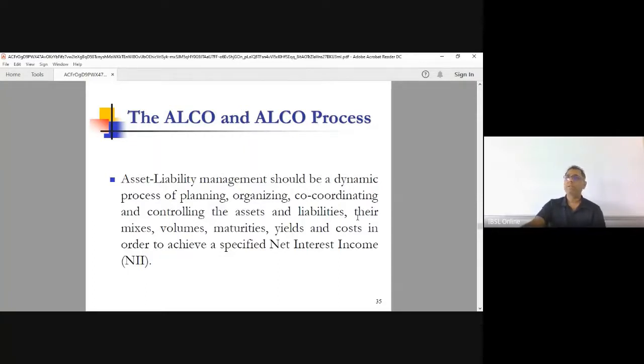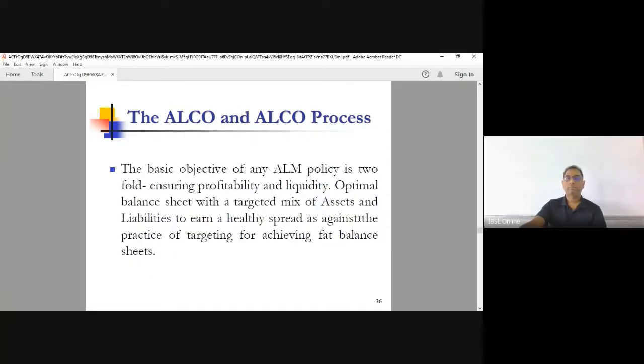And then you might have an NII target of 5%, 4%, whatever. How do you get to that target? And again, saying the same thing because it's very important: profitability and liquidity. Balance sheet is a targeted mix of assets and liabilities to earn a healthy spread, as against the practice of targeting for achieving a fat balance sheet. So what do you mean by fat balance sheet?